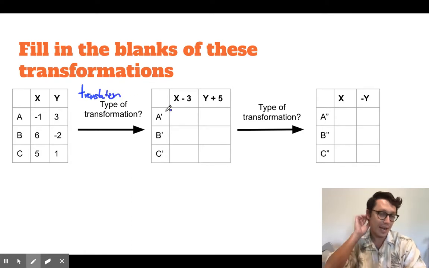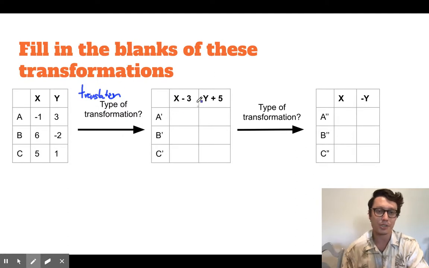Okay, and now we're taking all of our x values and subtracting 3. We're taking all of our y values and adding 5. So A to A prime: if we subtract 3 from -1, -1 minus 3 gives us -4. And our y number, we add 5. So 3 plus 5 gives us an A prime of (-4, 8). Sorry about that.